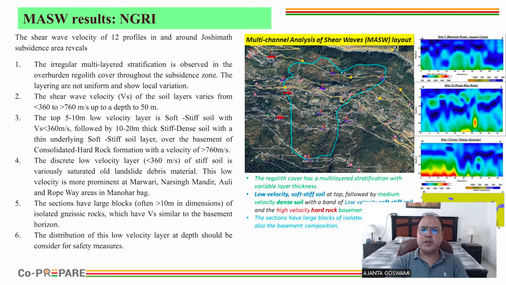The discrete low velocity layer is variously saturated old landslide debris material, and this low velocity is more prominent at Marwari, Narsingh Mandir, Oli and Ropeway areas in Manohar Bagh. The sections have large blocks of isolated gneissic rocks which have shear wave velocity similar to the basement horizon. The distribution of this low velocity layer at depth should be considered for safety measures. So that's what they concluded from their MASW results.